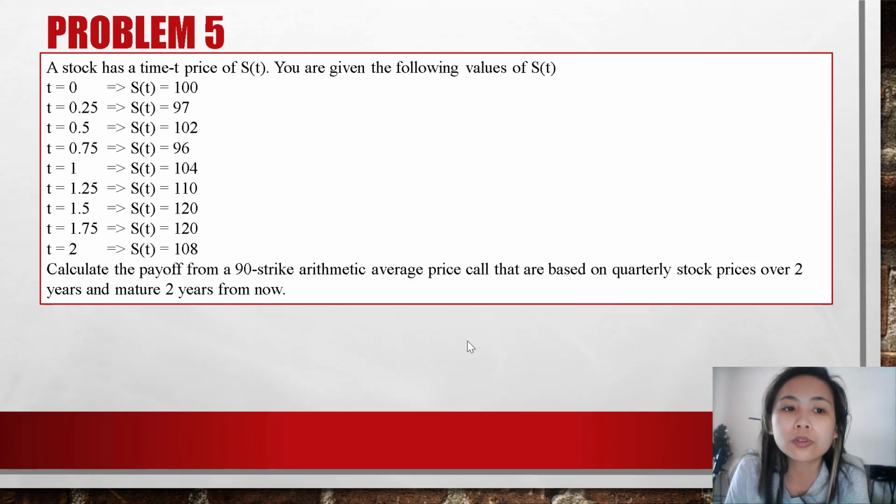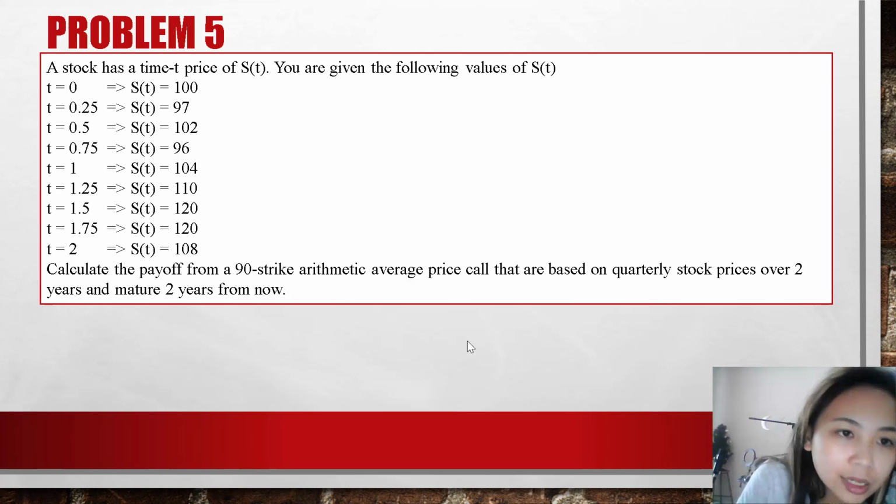t is equal to 1.25, S(t) is 110. t is equal to 1.5, S(t) is 120. t is equal to 1.75, S(t) is 120. And t is equal to 2, S(t) is 108. Calculate the payoff from a 90 strike arithmetic average price call that is based on quarterly stock prices over 2 years and matures 2 years from now.